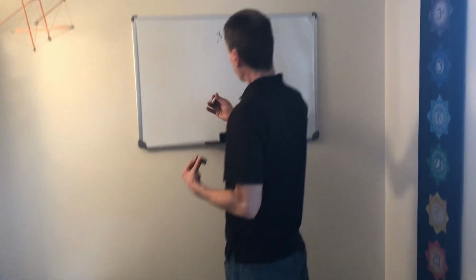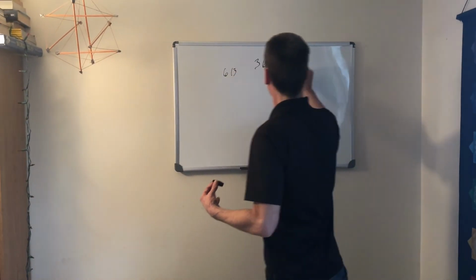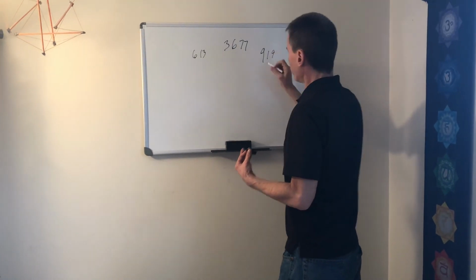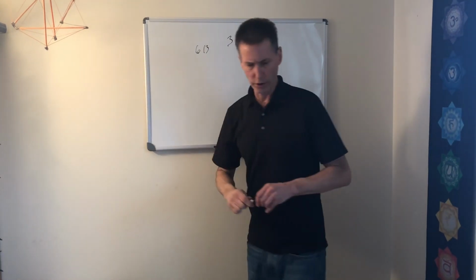So 613 and 919 revolved around 3,677 in a very interesting way. I drew up another chart down here.